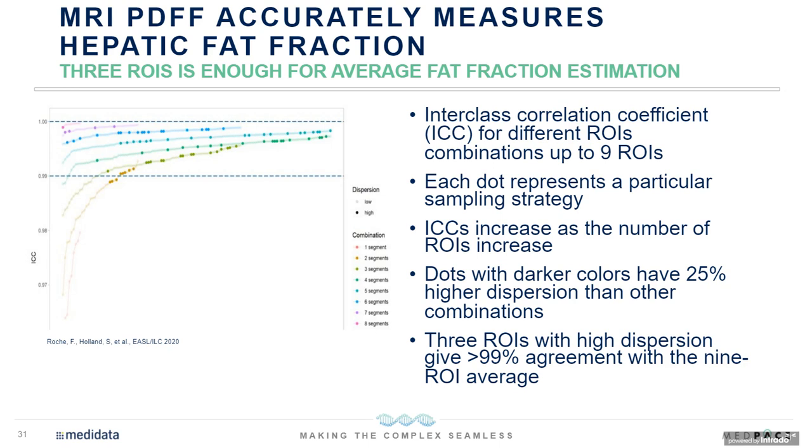Actually, this research was done at MedPace by Scott and the MCL group, and found that 3 ROIs that are widely dispersed across the 2 liver lobes give a very accurate estimate of the average fat fraction in the entire liver.